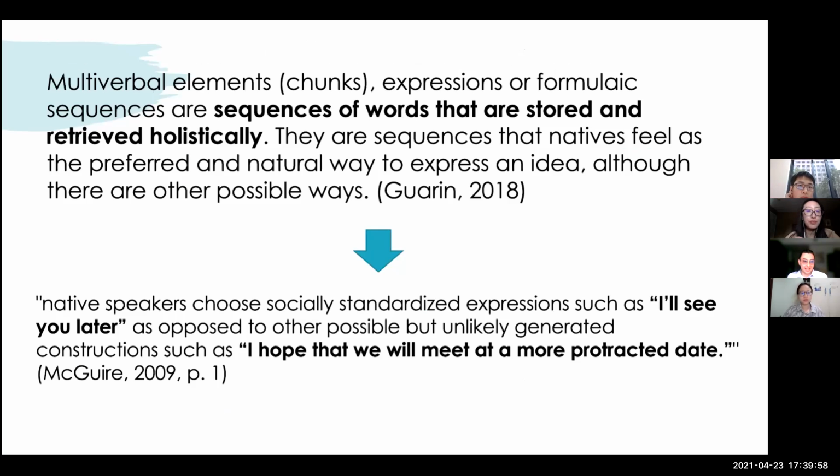So this is a great example. Native speakers choose socially standardized expressions such as I'll see you later, or just see you later, or later, as opposed to other possible but unlikely generated constructions such as I hope that we will meet at a more protracted date, right? These constructions help us bring meaning to our conversation. So these are not like we'll see, I and the future will, and then the verb see, and then later. We just know I'll see you later as an idea that we will meet in the future.